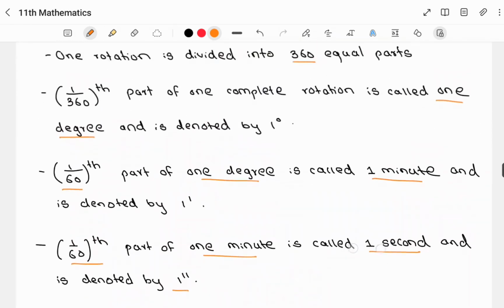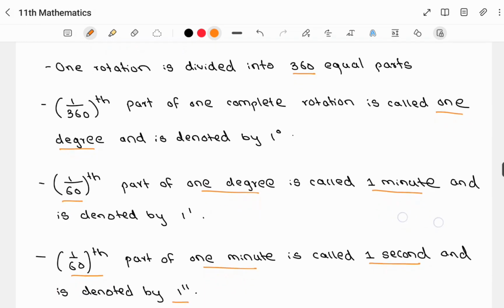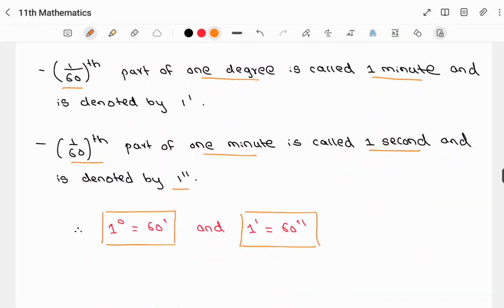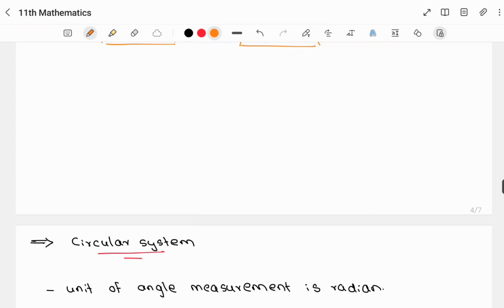So when we divide the complete rotation into 360 equal parts, we get 1 degree. When we divide that degree into 60 equal parts, we get a minute. When we divide the minute into 60 equal parts, we get a second. So 1 degree is 60 minutes and 1 minute is 60 seconds. That was about the sexagesimal system.